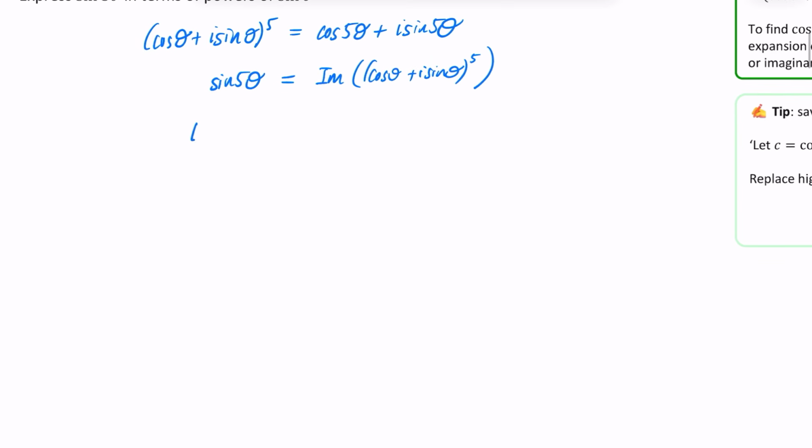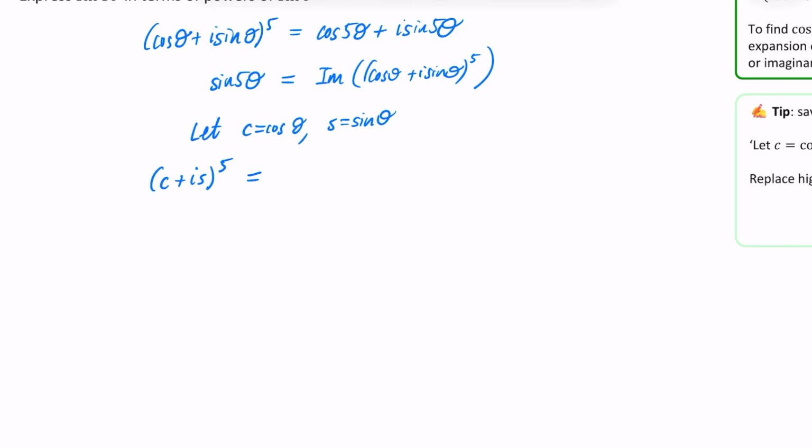But before I do that, I'm going to use my little tip, and I'm going to let c equal cos θ and s equal sin θ. It will be a huge time saver for this. So I'm now going to do my (c + is)^5. I'm working on this expression that we've got here, and I'm just going to do the binomial expansion for this.